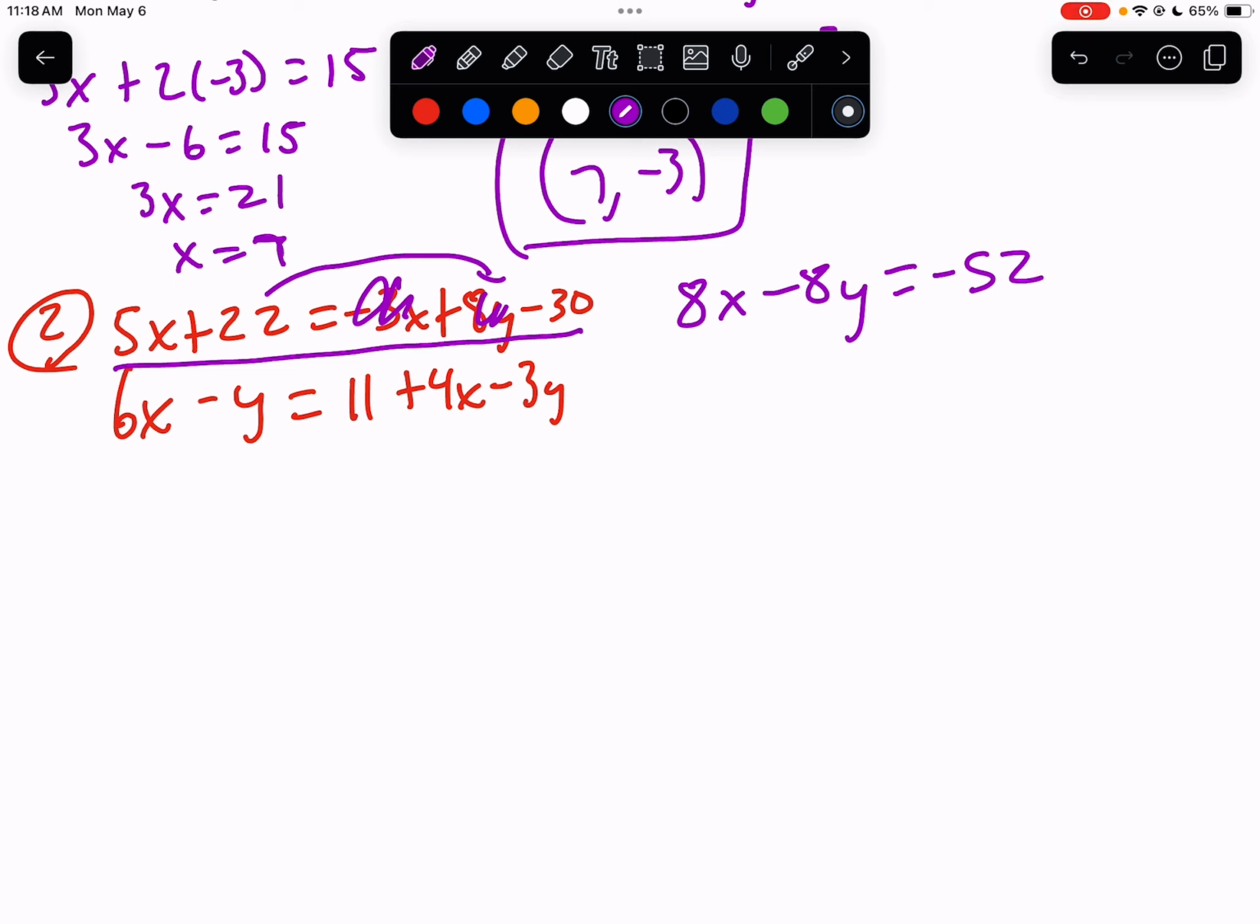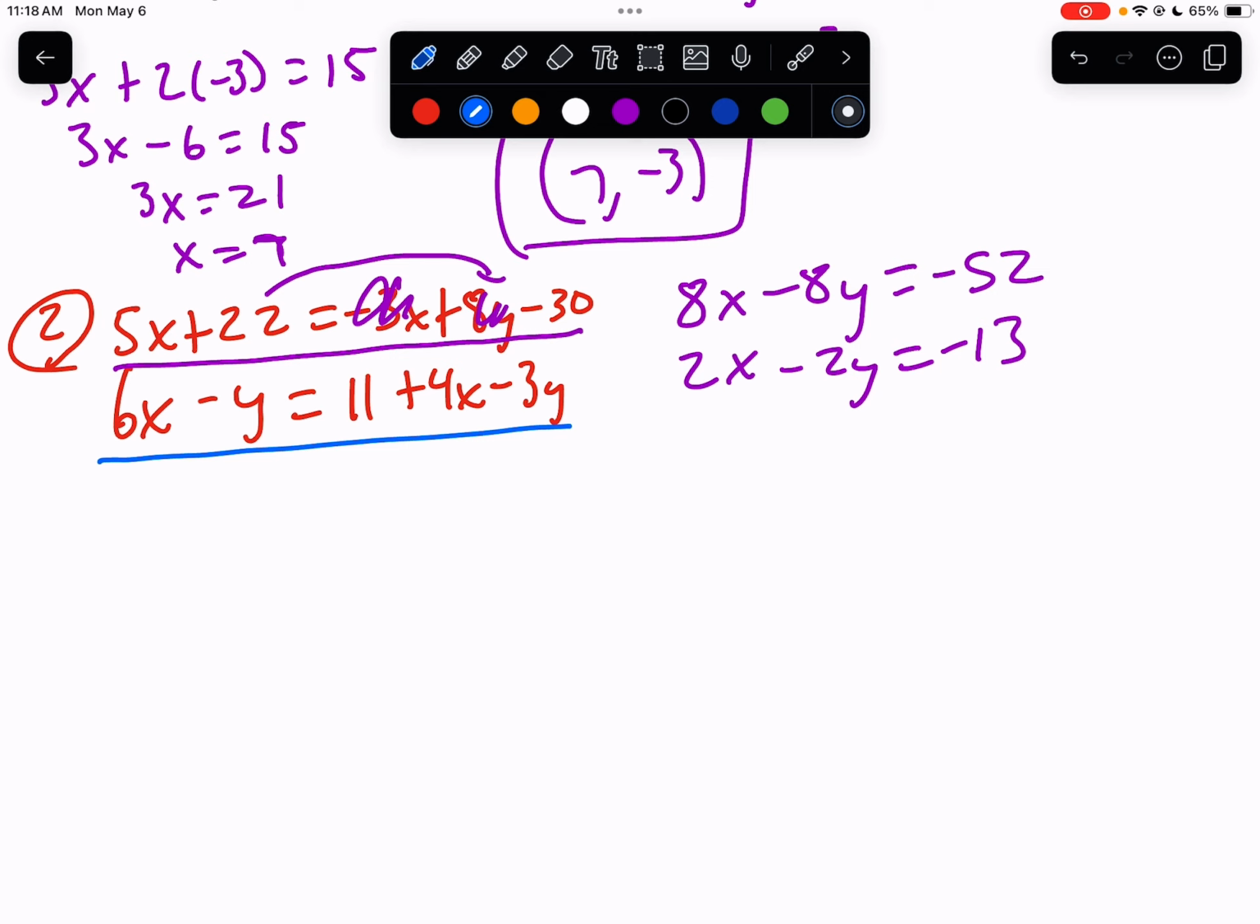If you can, I like reducing, so I can divide all those numbers by 4. 8 divided by 4 would be 2x, divided by 4 would be negative 2y, divided by 4 would be negative 13. So I like to pull out a GCF right away. Remember, smaller numbers are easier to work with.